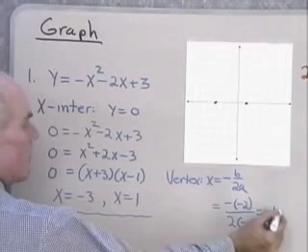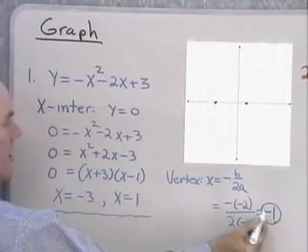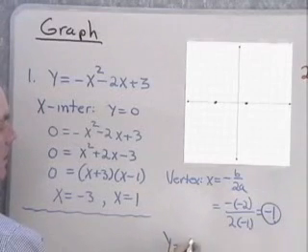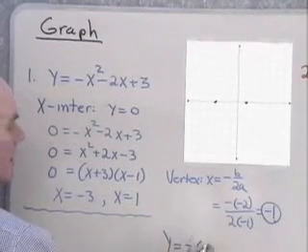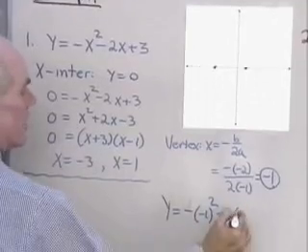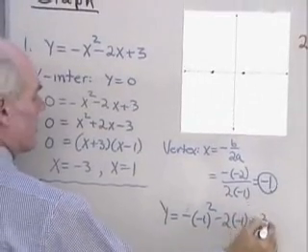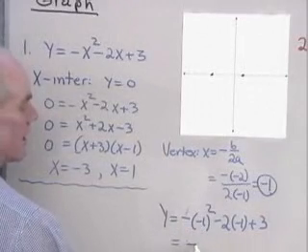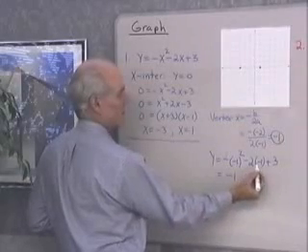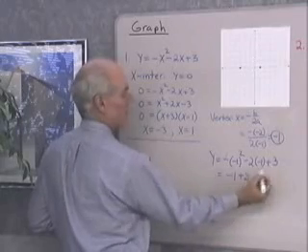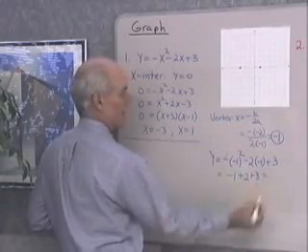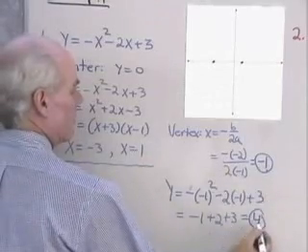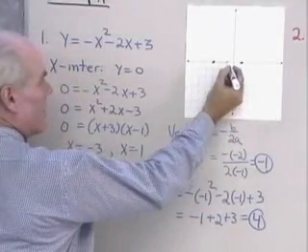To find the y-coordinate at this point, I substitute x equal negative 1 back into my original equation, and I get y is equal to negative negative 1 squared minus 2 times negative 1 plus 3. Negative 1 squared is 1, the opposite of which is negative 1. Negative 2 times negative 1 is positive 2, plus 3. That is y is equal to 4. So x is equal to negative 1, y is equal to 4. That's the x and y coordinate of my vertex.